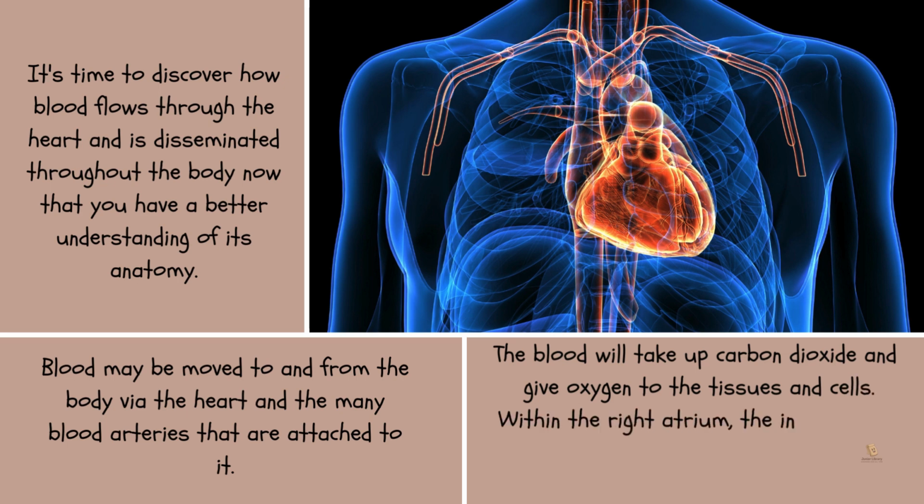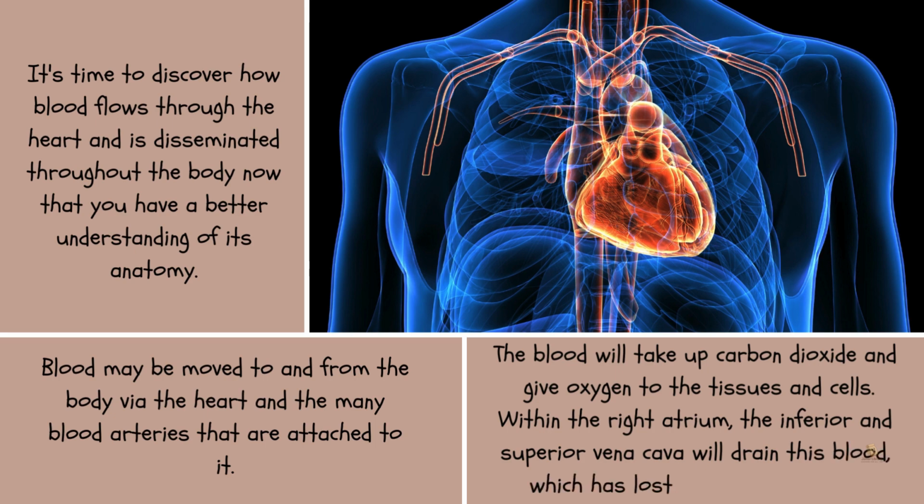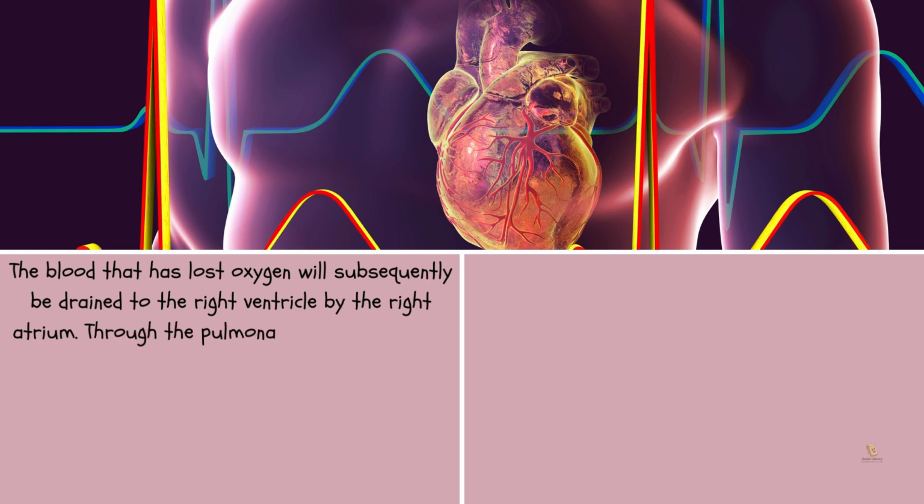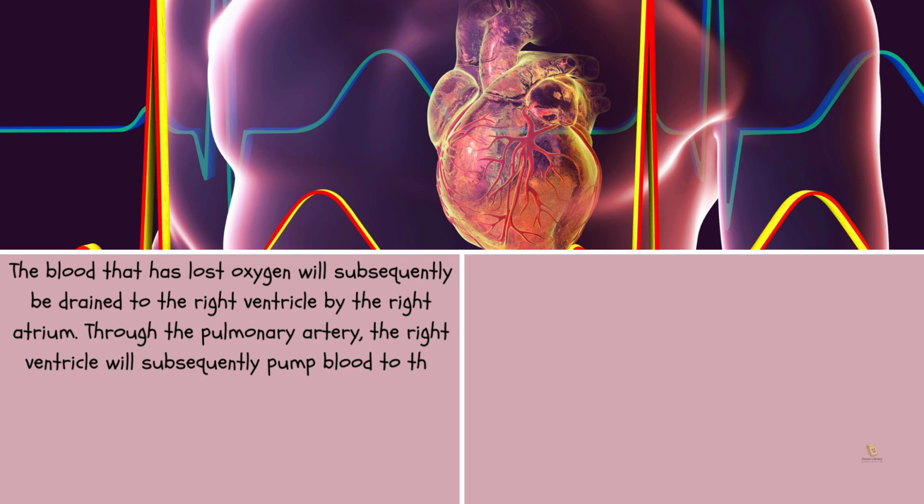Within the right atrium, the inferior and superior vena cava will drain this blood, which has lost its oxygen content. The blood that has lost oxygen will subsequently be drained to the right ventricle by the right atrium. Through the pulmonary artery, the right ventricle will subsequently pump blood to the lungs for oxygenation.